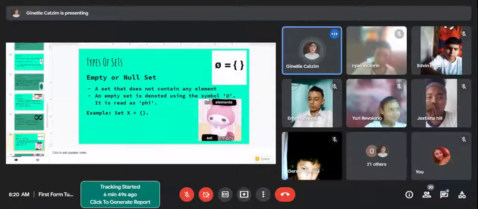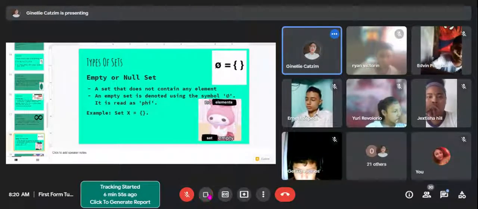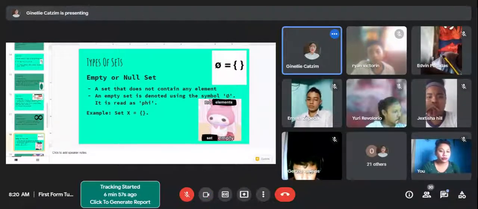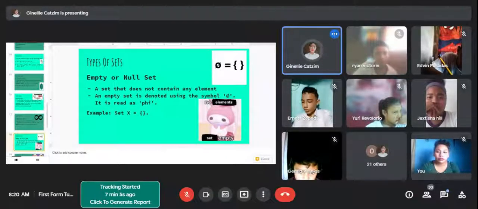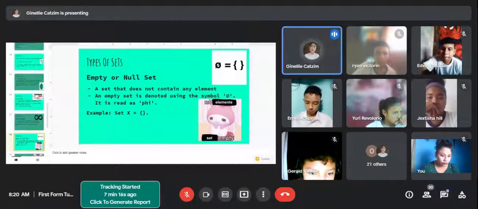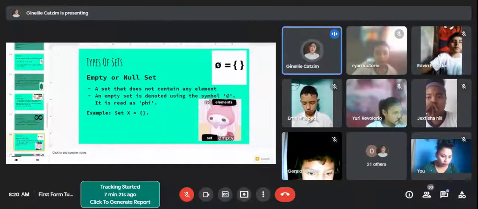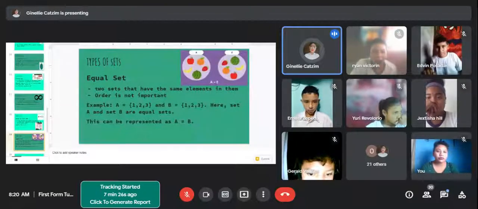So, an empty set has no elements, no elements. It can also be represented like I have here in the set x equals and just two curly brackets with nothing inside. That is an empty or null set. It could be called the same thing. So if they ask you for an empty set, you know it's the same thing as a null set. It has no elements inside. Okay? So now the equal set.